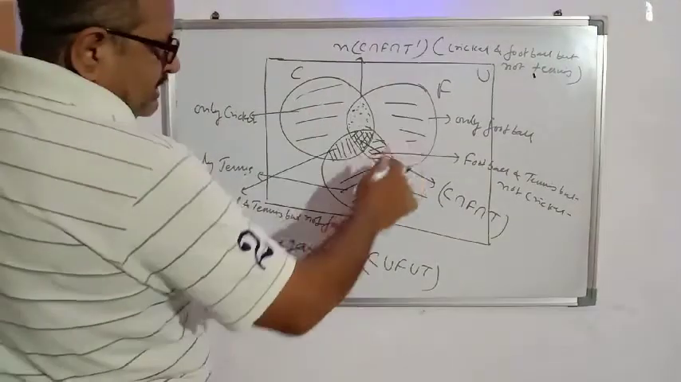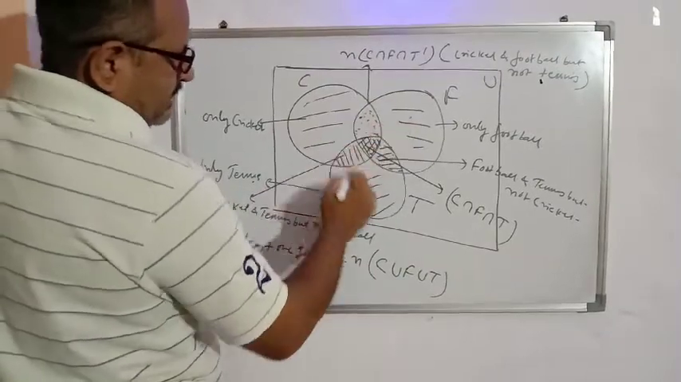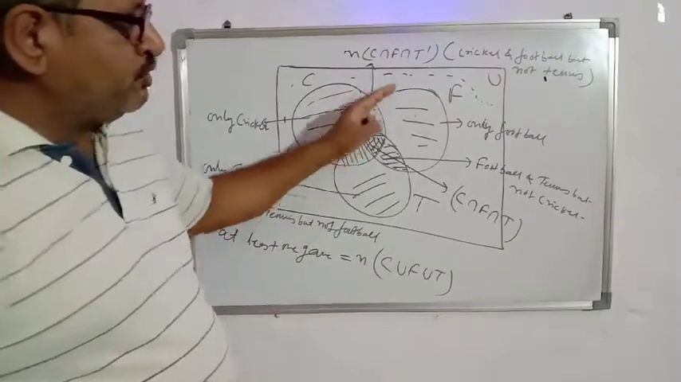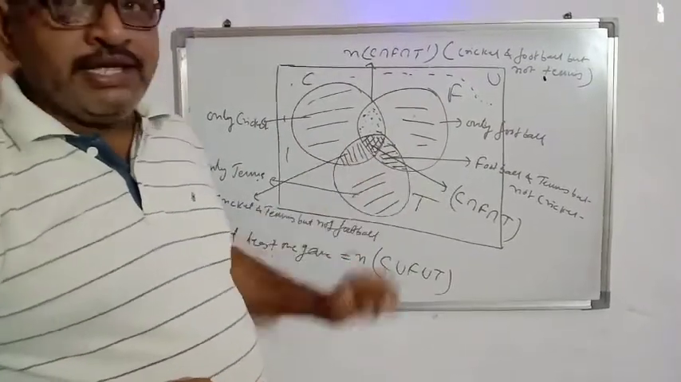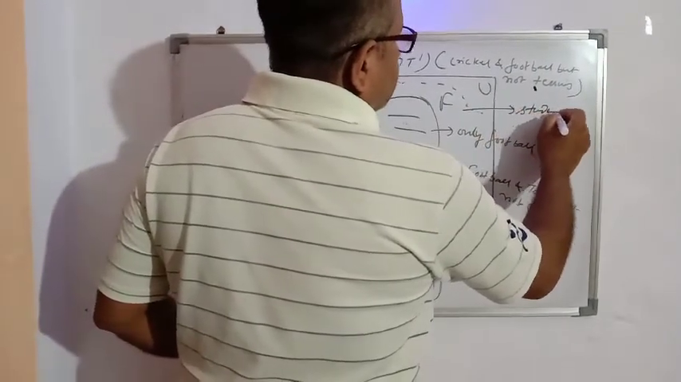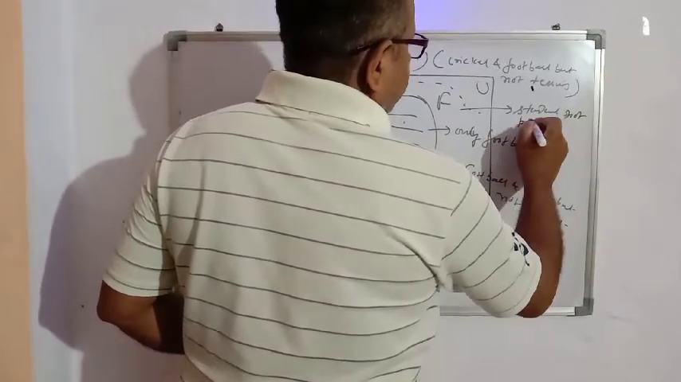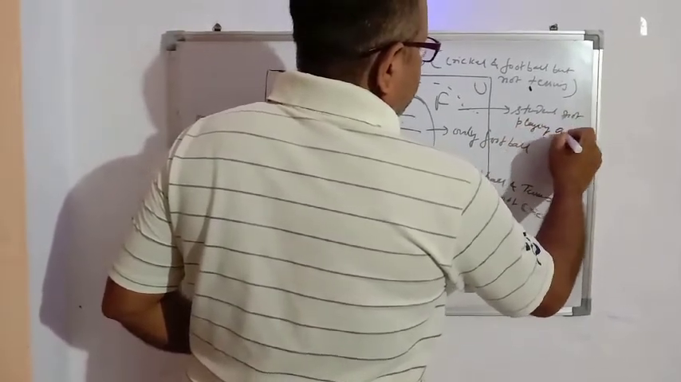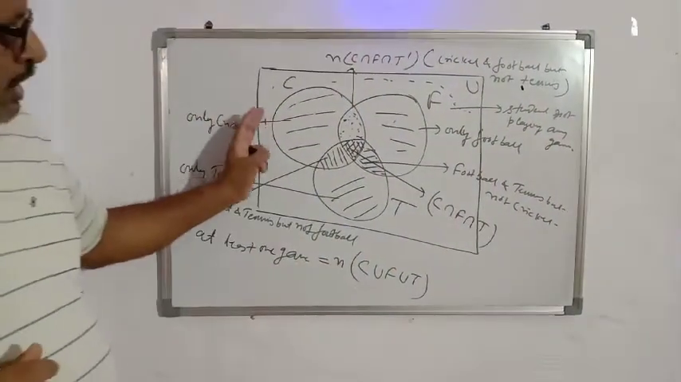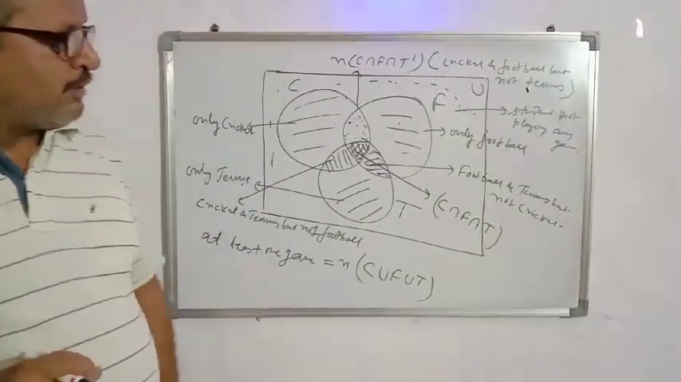And outside these three circles, the remaining part of the universal set, what will it represent? The number of students who do not play any game. So outside the circles, the remaining region will represent the number of students not playing any game.